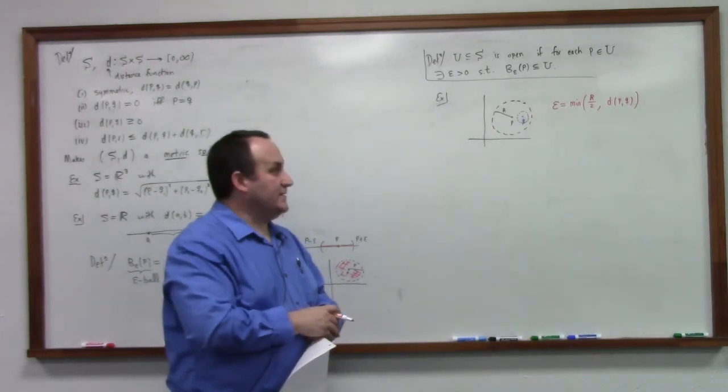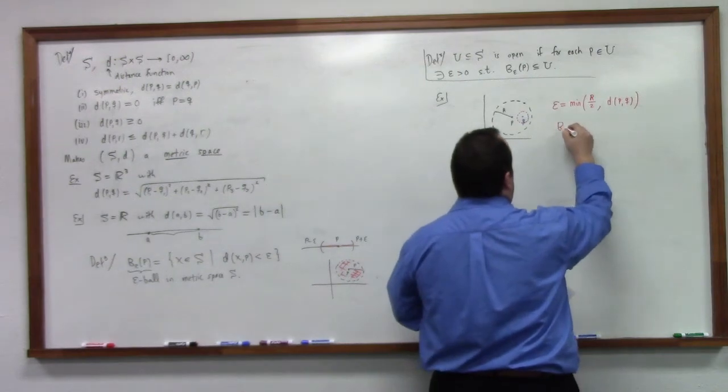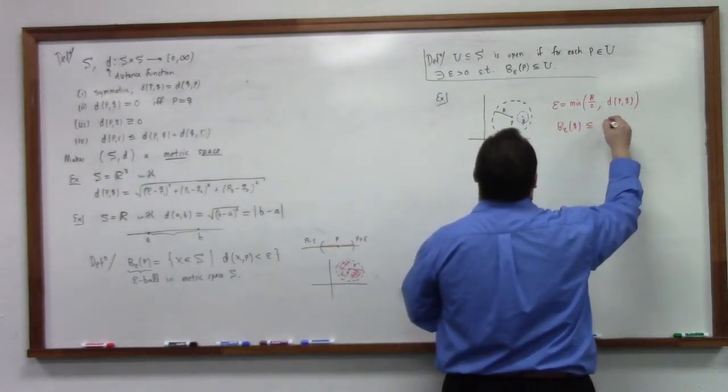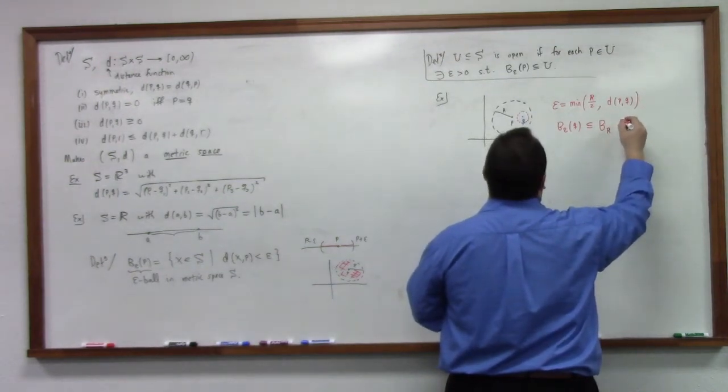You could show that epsilon gives you a ball of radius epsilon centered around Q, which is a subset of the ball of radius R centered at P.